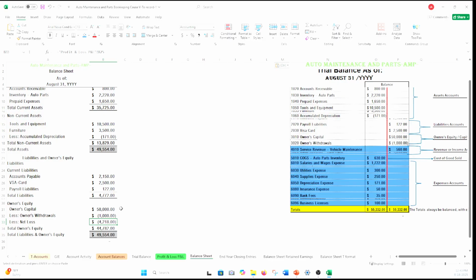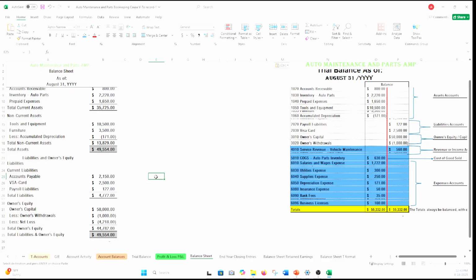In that way, we still keep the balance because we have the total liabilities and owner's equity, 49,554, and we have total assets, 49,554. So always those totals should be equal. Okay, no discrepancies at all. So far, we already did the financial statements as of August 31st.